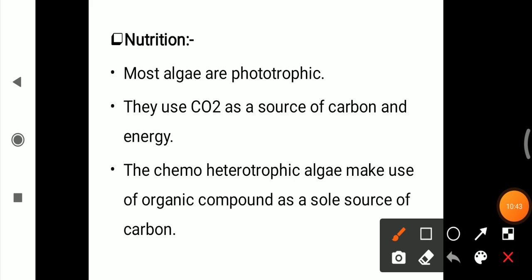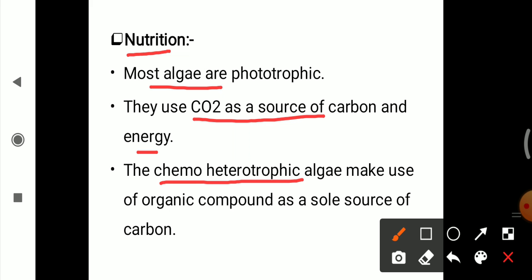If we talk about the nutrition of algae, mostly the algae are phototrophic. They prepare their own food with the help of light. They use CO2 as a source of carbon, and light as the energy. The chemoheterotrophic algae make use of organic compounds as a sole source of carbon. Chemo means they use some kind of chemical, and heterotrophic means they use organic compounds as a sole source of carbon. Similarly, there is the lithoheterotrophic. Litho means they use inorganic compounds.